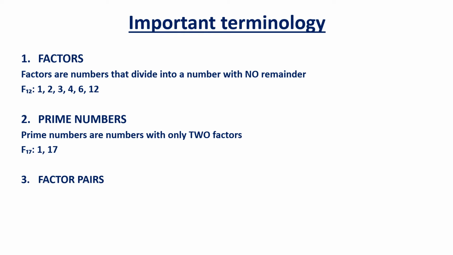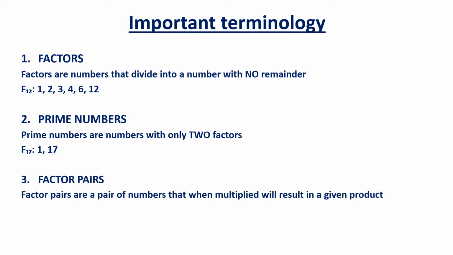The next one are factor pairs. Factor pairs are a pair of numbers that when multiplied will result in a given product. Now we know that a product is the answer to a multiplication sum. So for example, 12 is the product of 2 times 6. So therefore, 2 and 6 are factor pairs.